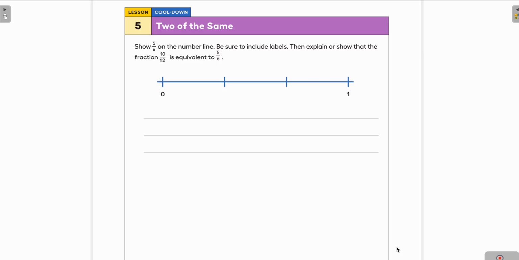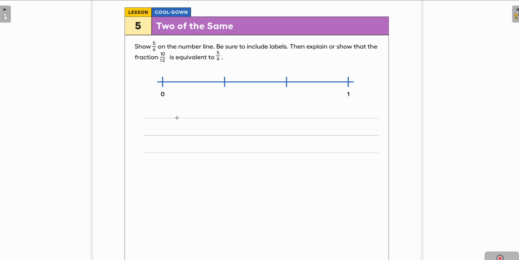So let's do this exercise here. Let's read it. It says, show 5/6 on the number line. Be sure to include labels. Then explain or show that the fraction 10/12 is equivalent to 5/6. Okay, so here they want us to represent 5/6 on this number line. So first thing is that we need to understand what we have over here.